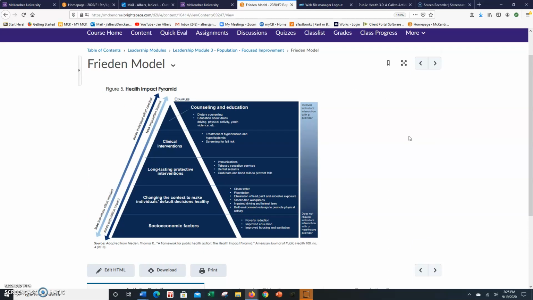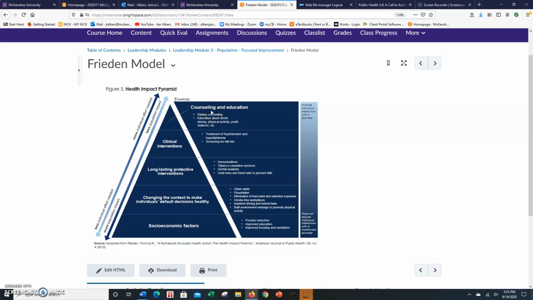And with that being said, again, examining the different levels of impact is extremely important, and this provides a really nice context. This is the Frieden model, and this provides that context of the greater population health impact being attributed to some of those broader factors in the experience of health, whether it be socioeconomic factors or changing environments, those types of things.